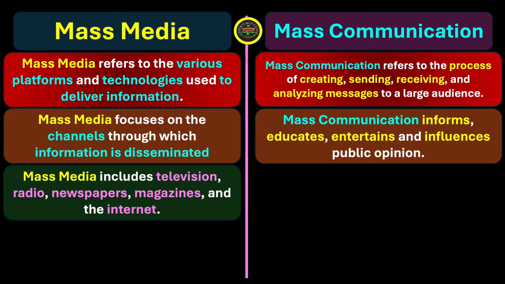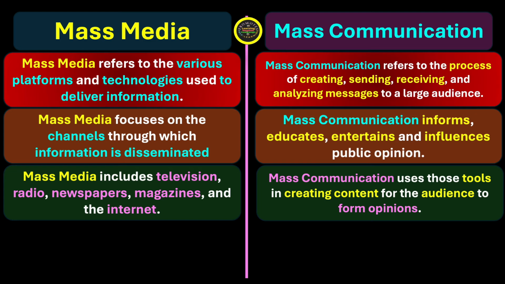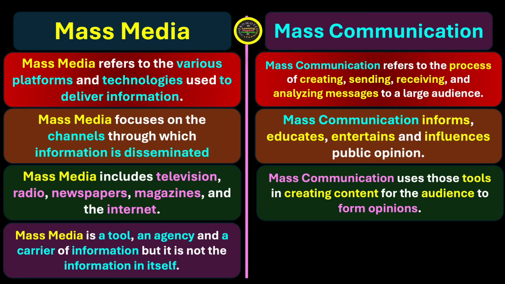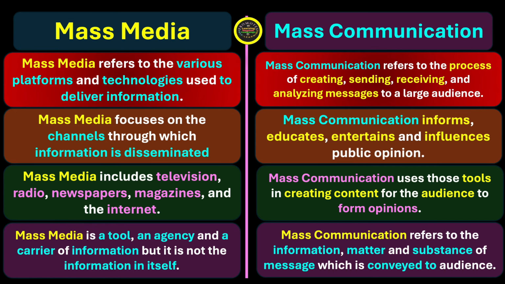We continue our discussion. Mass media includes television, radio, newspapers, magazines, and the internet, whereas mass communication uses those tools in creating content for the audience to form opinions. We have some more ideas to share. Mass media, in fact, is a tool, an agency, and a carrier of information, but it is not the information in itself, whereas mass communication refers to the information, matter, and substance of the message which is conveyed to the audience.